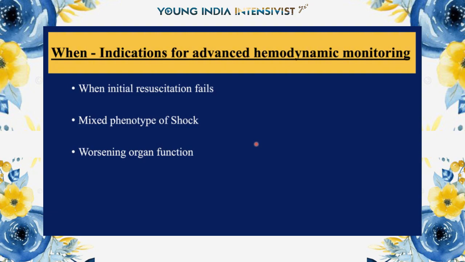Despite resuscitation, despite appropriate antibiotics, if there is a worsening organ dysfunction, when there is a lack of coherence between your macrocirculatory and microcirculatory parameters, that is probably an indication to use advanced hemodynamic monitoring. Or if there is any RV failure or pulmonary hypertension where your conventional hemodynamic monitoring may not be reliable, for example your arterial line, then that is a situation where you have to go for advanced hemodynamic monitoring. So this covers the main indications of advanced hemodynamic monitoring.